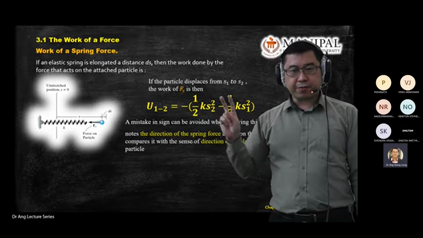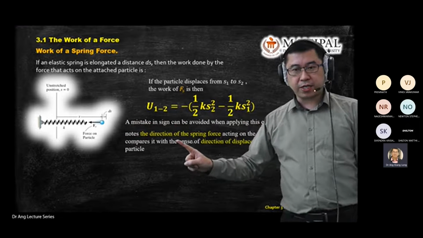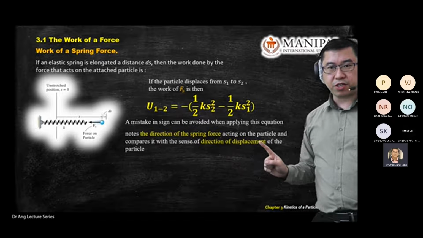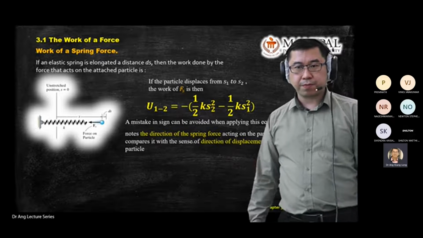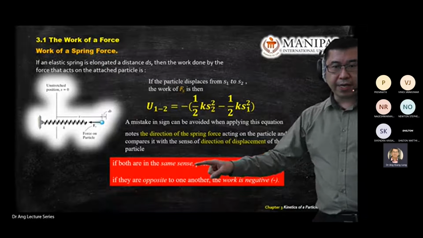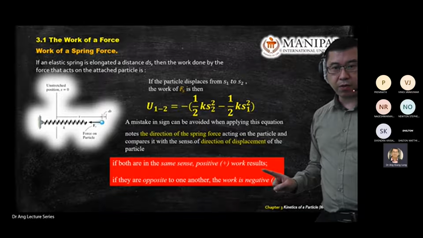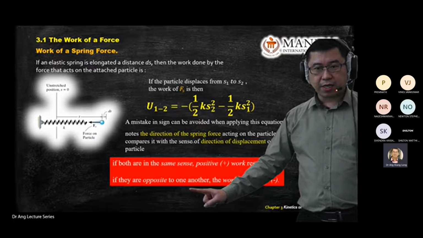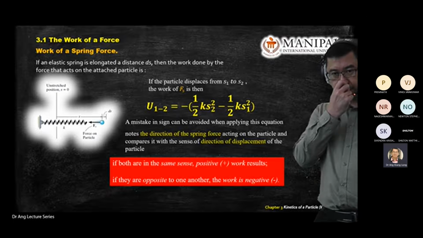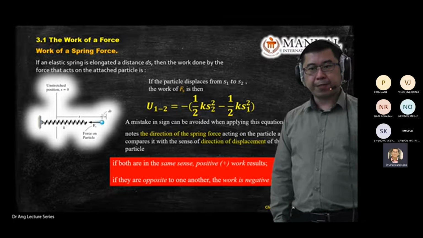For the spring, you observe two things. One is the direction of the force, the spring force. One is the direction of the displacement of the particles. Okay, so if both are in the same direction, then you get work positive. If they are in the opposite direction, you get negative.